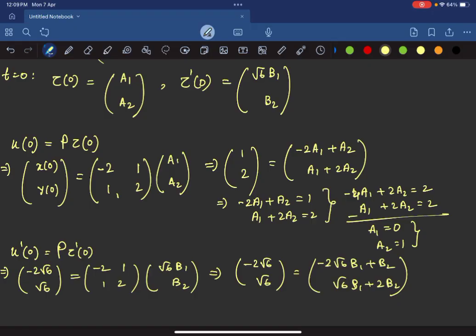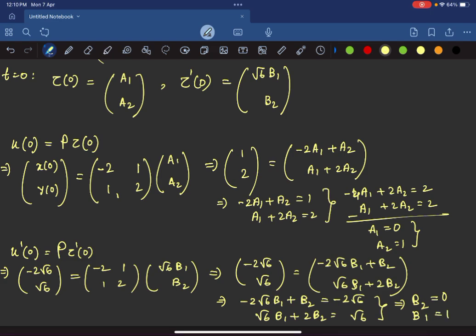You can do the calculation here. Minus 2 root 6 b1 plus b2 is the same as minus 2 root 6. Here root 6 b1 plus 2 b2 is root 6. Just multiply the second equation by 2 and then add. You'll be getting b2 is equal with 0. So b1 will be 1. So again we are getting these two values. Now back substitute in the main expression.